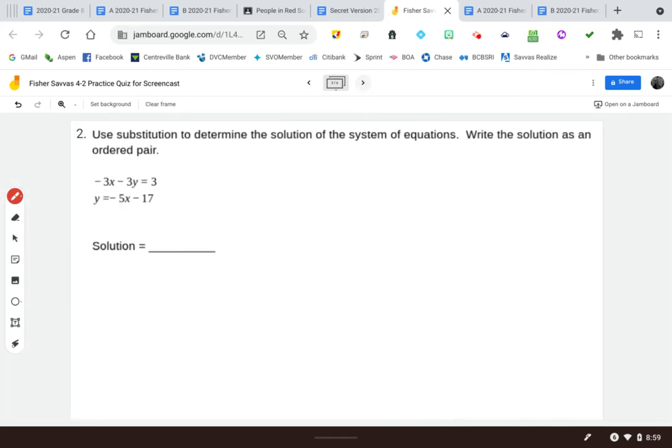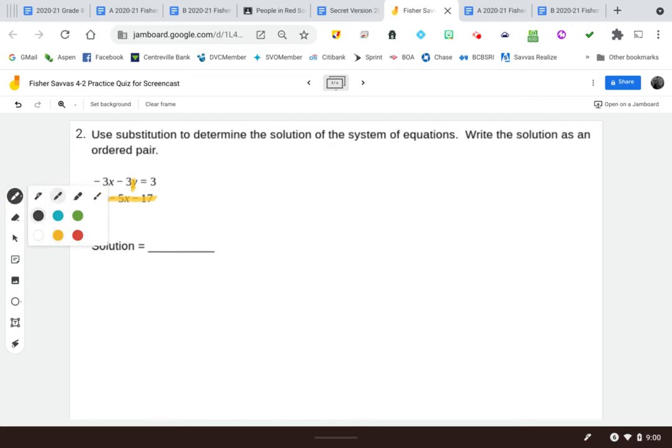Okay, let's go to problem 2. Again, use substitution to determine the solution of the system of equations and write the solution as an ordered pair. Again, I see that this problem is set up very nicely for me to do substitution. Why? Because the second equation has a variable equals an expression. So y is equal to negative 5x minus 17. I'm going to take that expression and plug it into the y in my top equation.